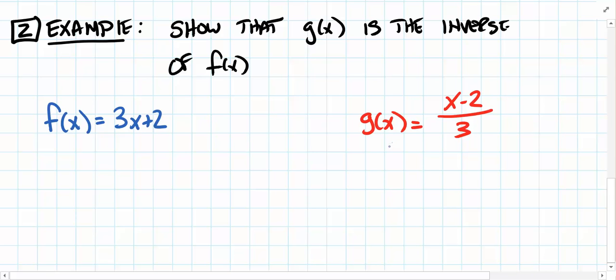It's 17, right? Exactly, because if I plug it in, I would get 5 times 3 is 15 plus 2 is 17. Now what's g of 17? Well, 17 minus 2 is 15. 15 divided by 3 gets me back to 5 again, right? So it seems like it works. And in fact, we just verbally discussed that it would work for f of 5.